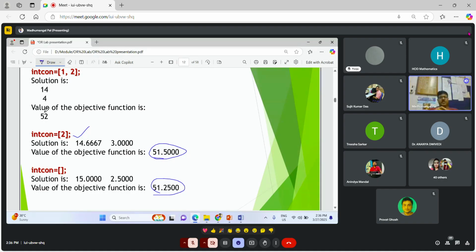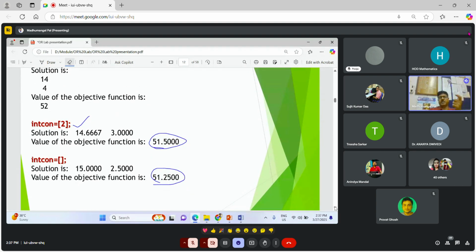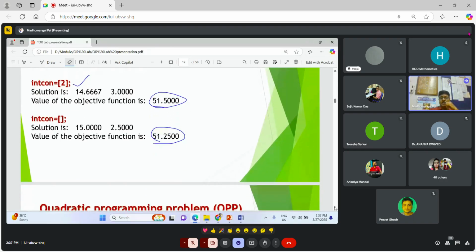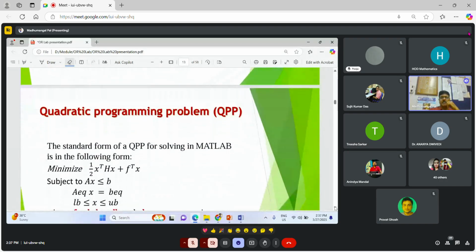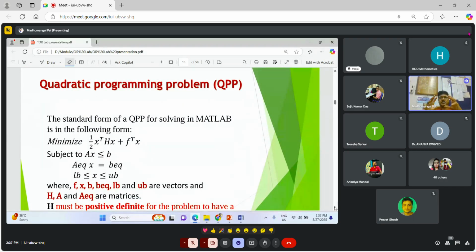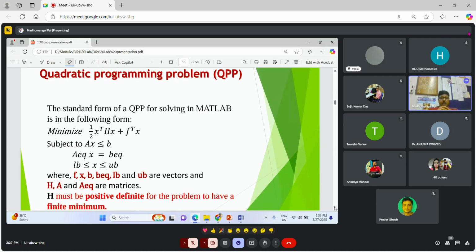So it is a general theory in linear programming problems. If you introduce more constraints, then for the minimization problem, the value of the objective function will increase or remain the same. And in case of a maximization problem, if the number of constraints increases, then the value of the objective function remains the same or it is reduced. So this is the general thing.